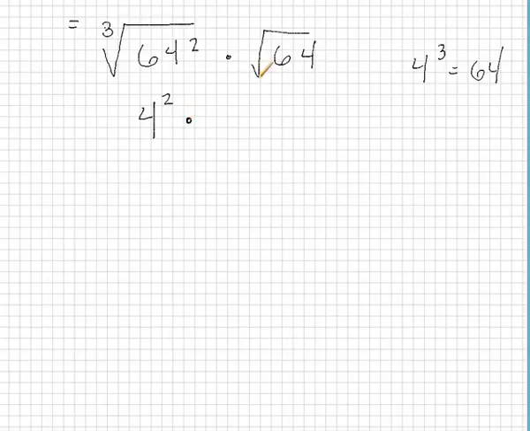And this is times the square root of 64, which, as I'm sure you know by now, is 8. So here we have 4 squared times 8. 4 squared is, of course, 16, and that's times 8. And 16 times 8 is 128. And that'll be your final answer for this question.